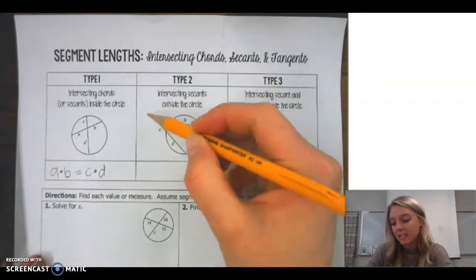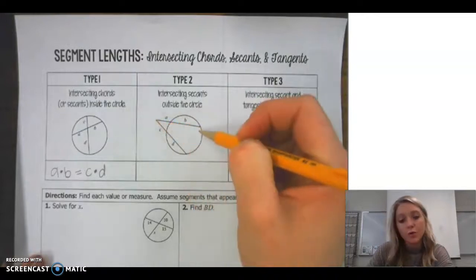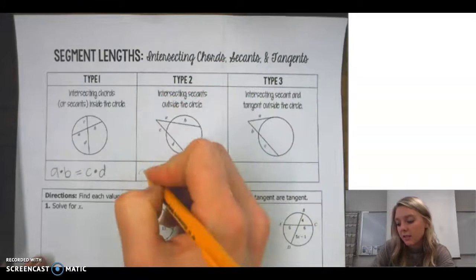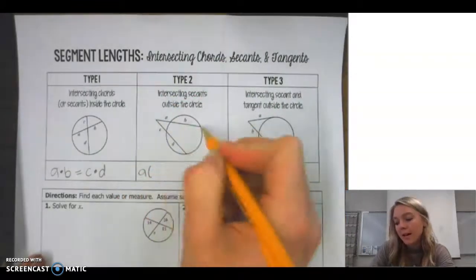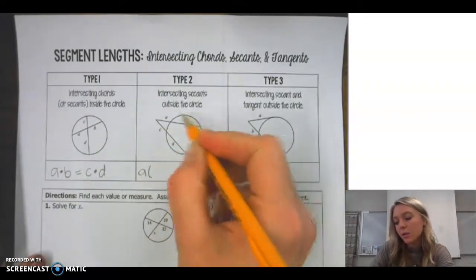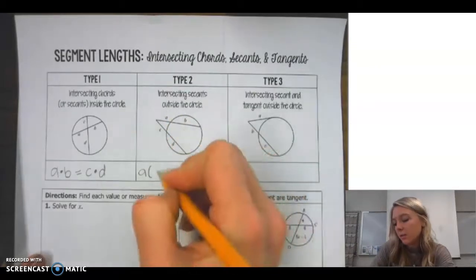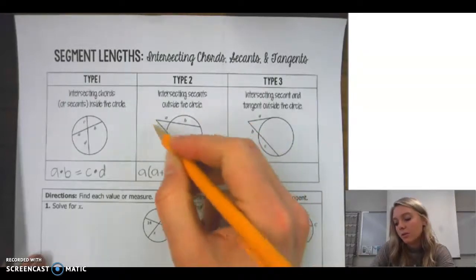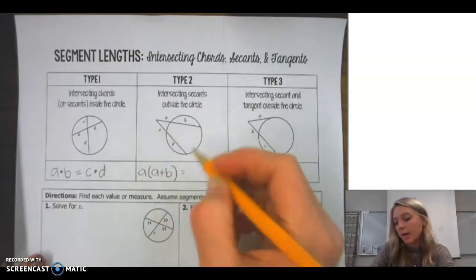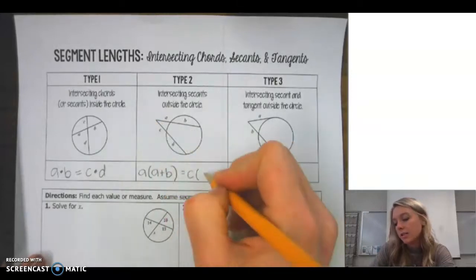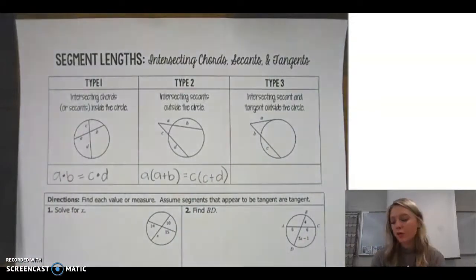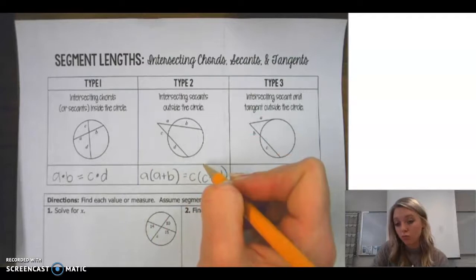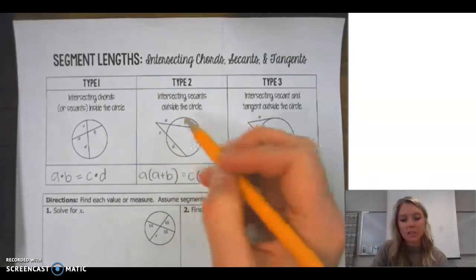Type 2 is two secants. With a secant, it goes through the circle, and you have a segment that is outside of the circle. So you're going to take the segment that's outside and multiply that by the whole segment. To get the whole segment, we're going to have to add the part outside plus the part inside. So I'm going to write that out as A plus B for that segment 1, equals segment 2, the part outside, times the whole, C plus D. If you'll try to remember, outside times the whole of secant 1 equals outside times the whole of secant 2. And that's the second situation that you could see.